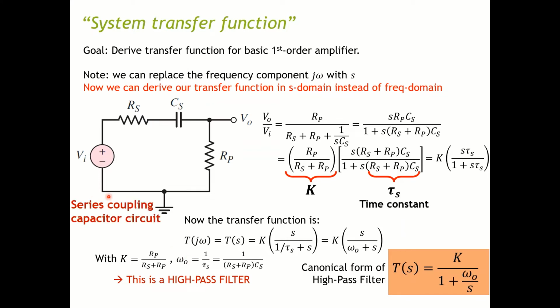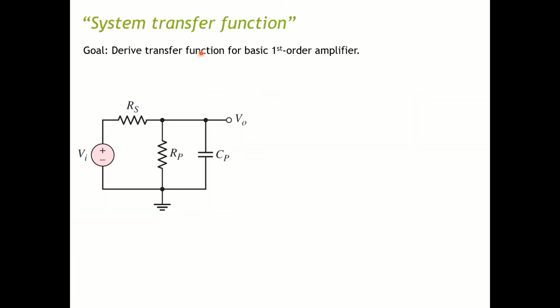Okay, and this circuit is called a series coupling capacitor circuit. So next we move on to a different type of circuit. In the previous circuit we have a capacitor over here, which is technically in series with our RP, the load capacitor. However, in this case, we want to have the capacitor in parallel with the load capacitor.